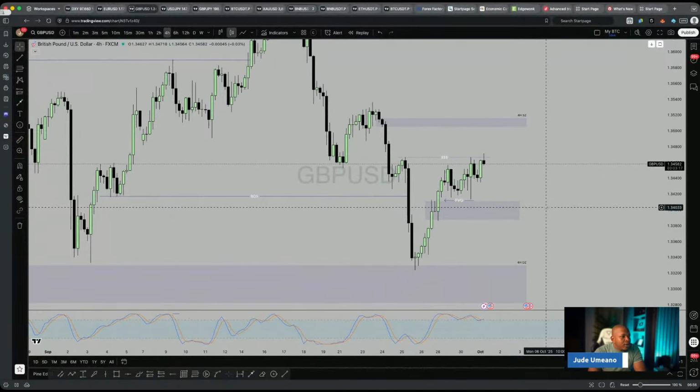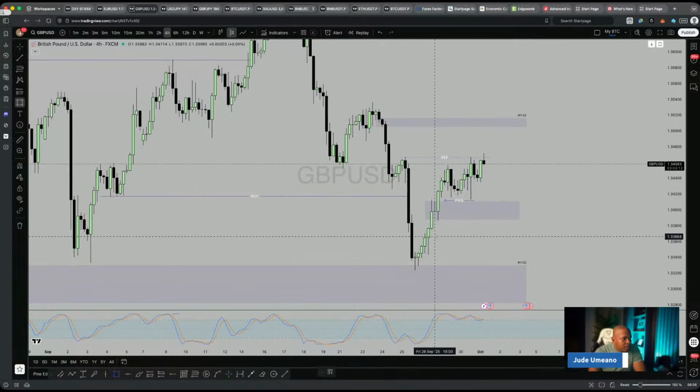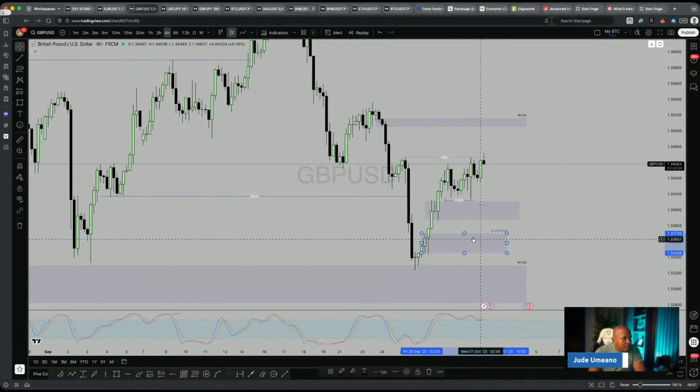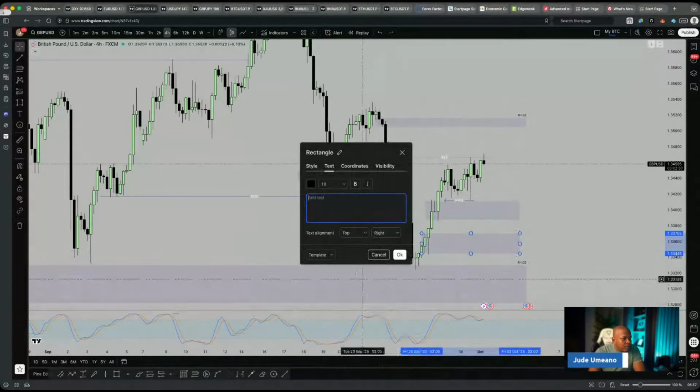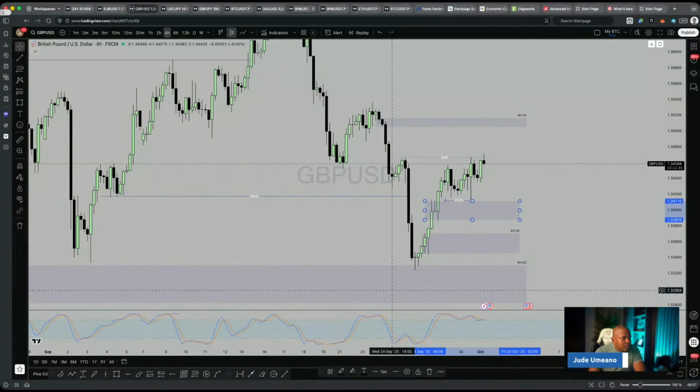Looking at this, if you look below, we still have another zone here. But I'm not bothered about this particular zone right now. I'm just going to mark it out. So this is a 4 hour demand. This is also a 4 hour demand.